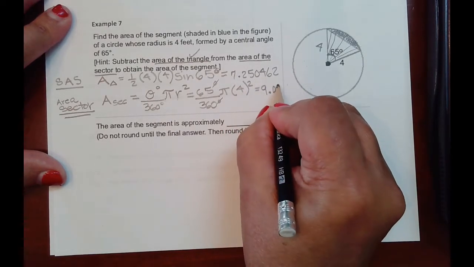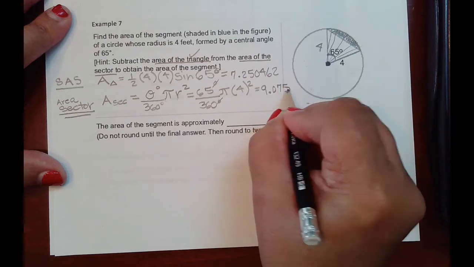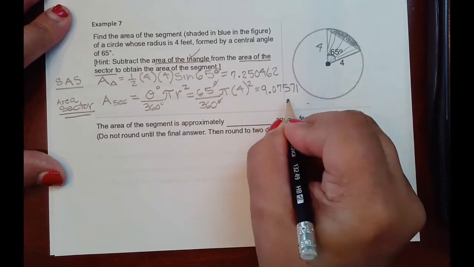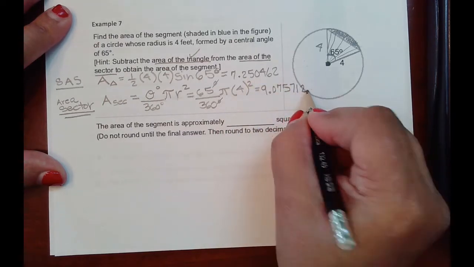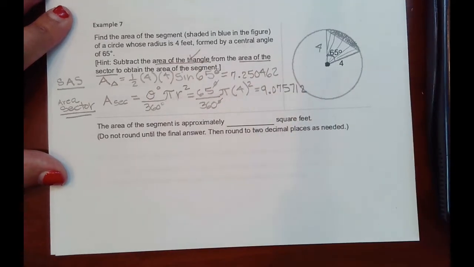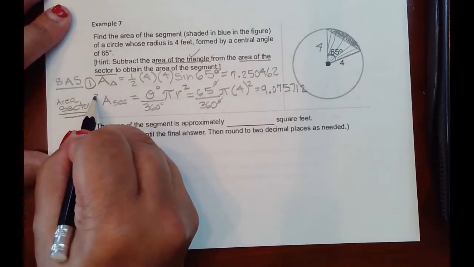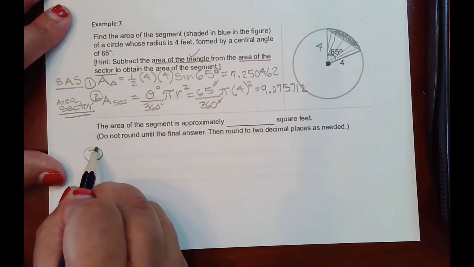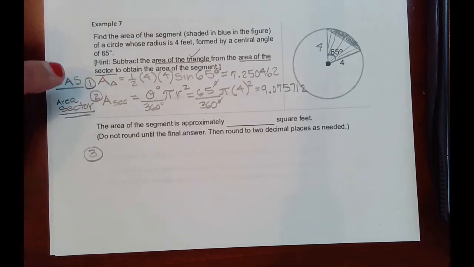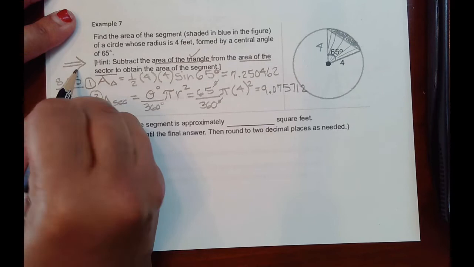9.07571. I'm going to go one more place just for accuracy in my final answer. So this is one of the steps. This is another step. And then your third step is where you're going to carry out the hint, but you need these two answers so that you can comply with this hint.